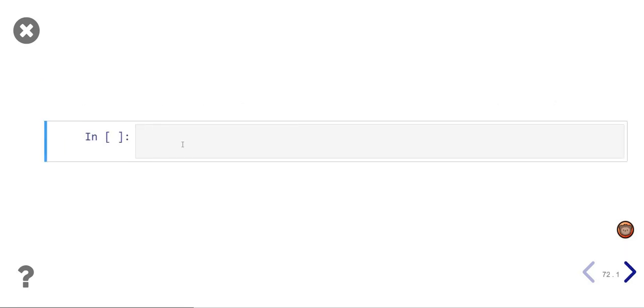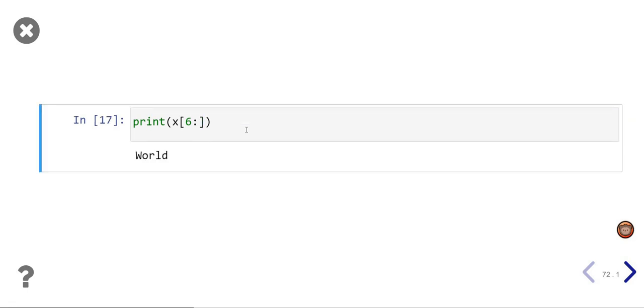You can also use, let's say we're going to print x also, we're going to use square brackets. The world is starting from what? World is 6, right? So now we're using positive index. If you use this, you get world also. The same thing as the negative index. When you're not specifying, it automatically takes until the end.